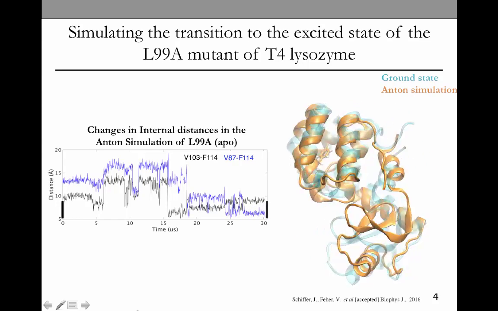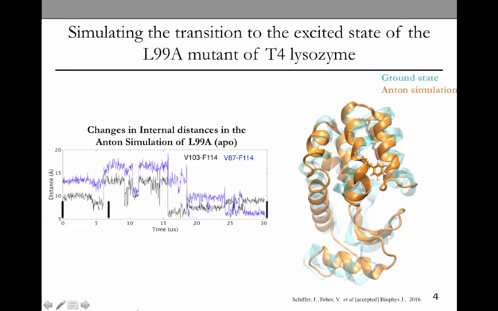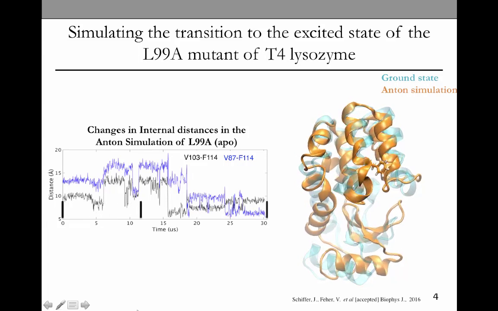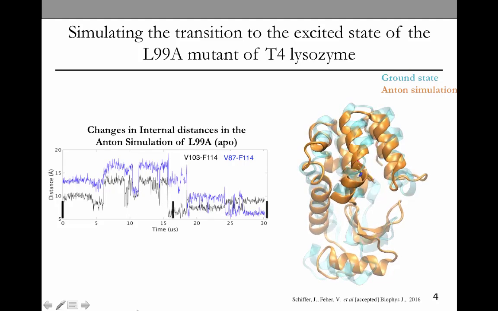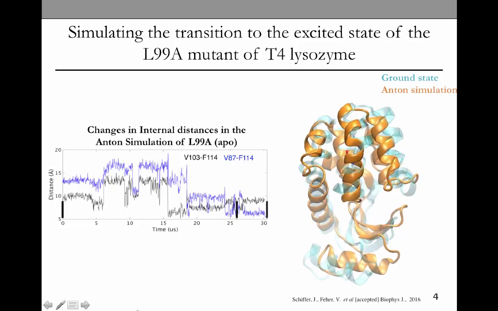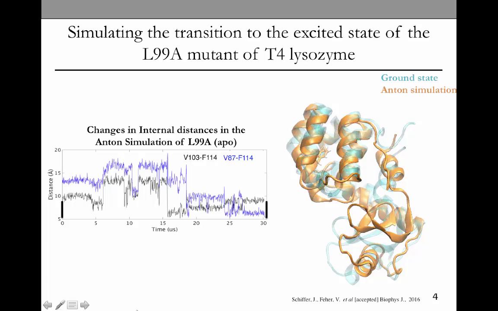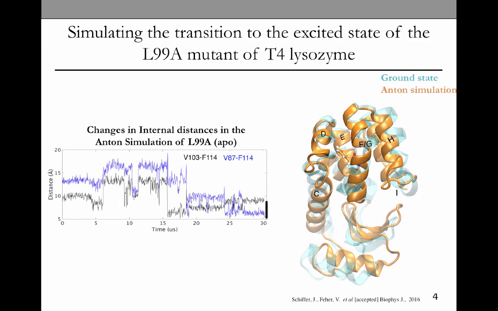That is the residue spinning around, coming out of the pocket, snapping back in and out, and finally finding its resting place in the buried pocket of the L99A mutant, which is a cavity-forming mutant of T4 lysozyme. What's interesting is that the results from this simulation reveal multiple metastates as well as an intermediate state in the transition between the ground and the excited state.